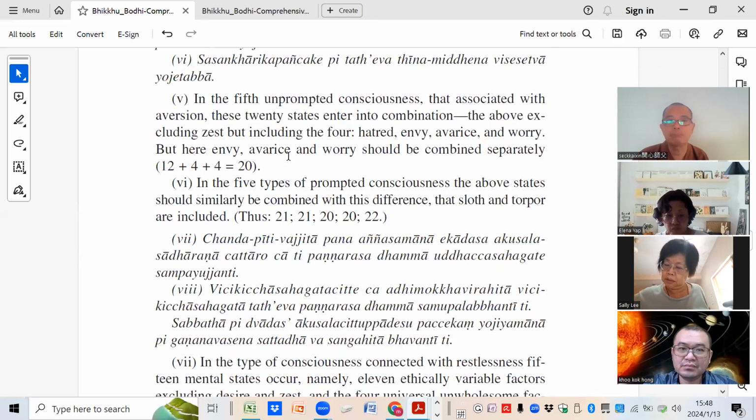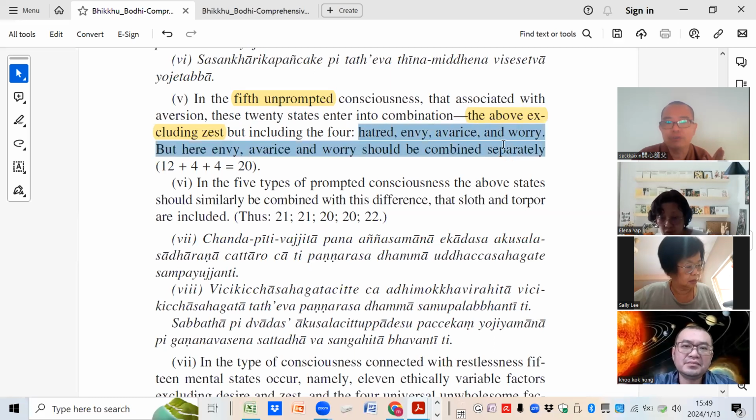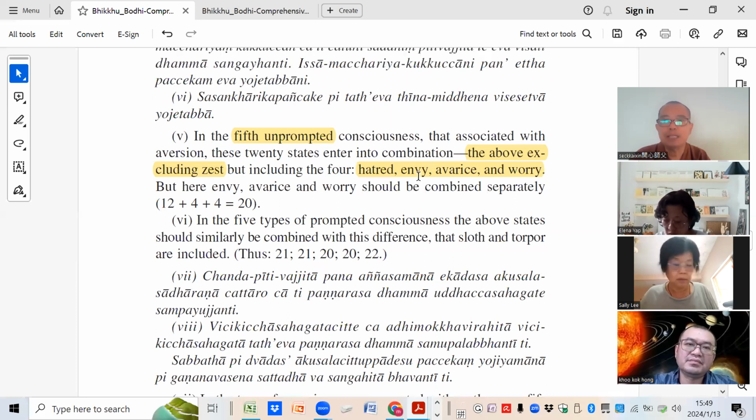In the fifth unprompted consciousness. Okay, class, let's take a look. Now we go to the fifth unprompted consciousness. Basically what we get is from the above. You see, we are using the figure above again, class. The above excluding the zest. Okay, but we include the 4. So how do we come this way?